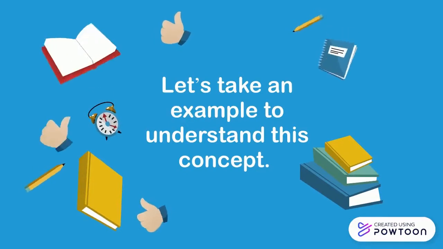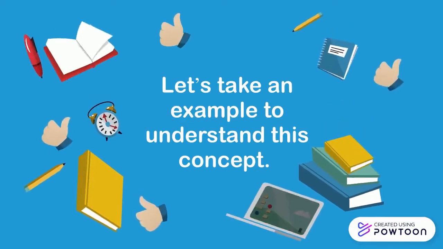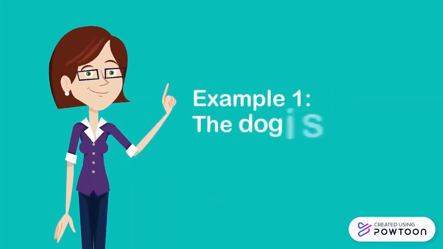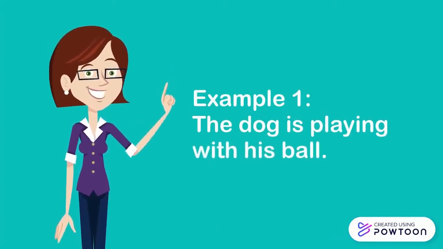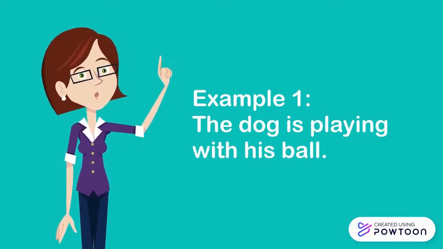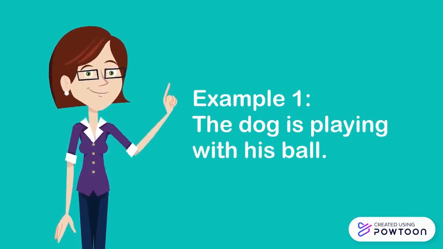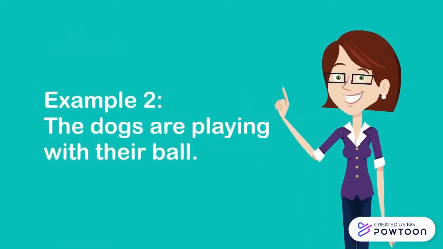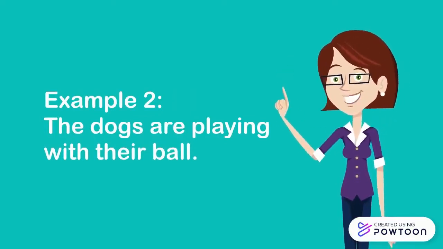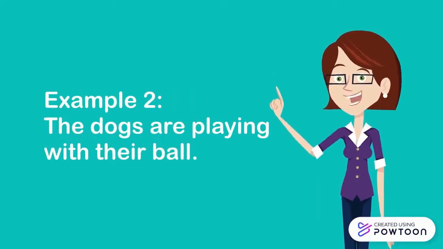Let's take an example to understand this concept. Example number 1. The dog is playing with this ball. In this case, the subject of the sentence is the dog and the verb used is singular in nature, is playing. Example number 2. The dogs are playing with their ball. In this case, the subject of the sentence is dogs and the verb used is plural in nature, are playing.